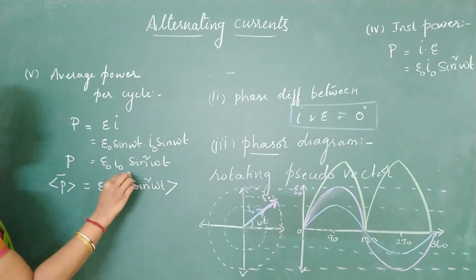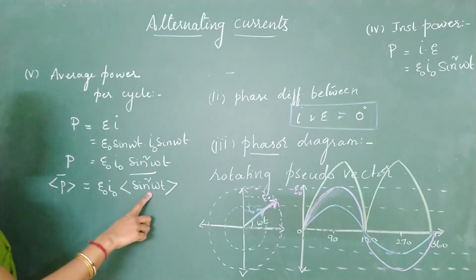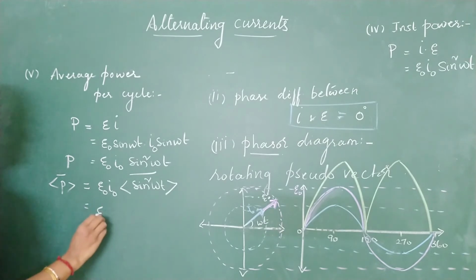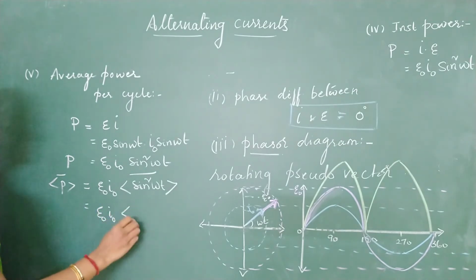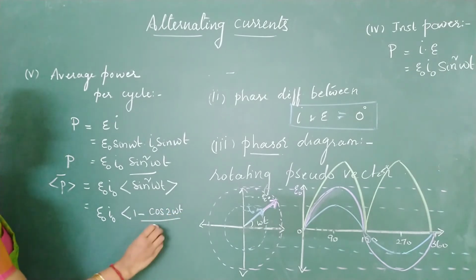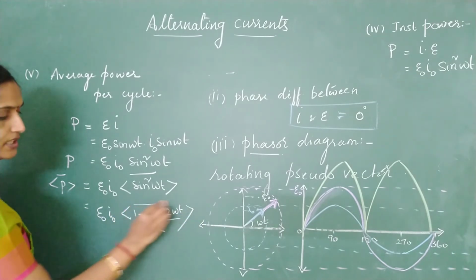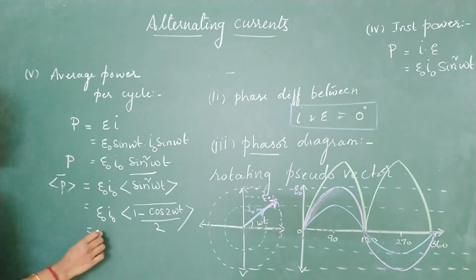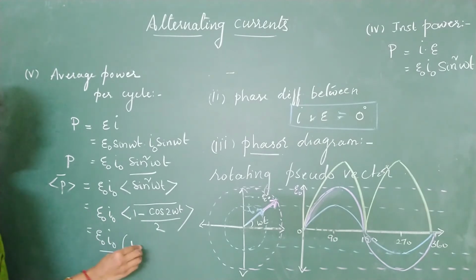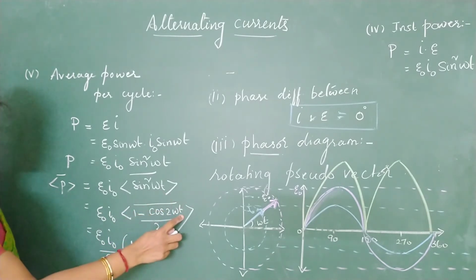See, in the previous class I told you how to find the average of sin square omega t. Can we write it as 1 minus cos 2 omega t by 2? One more time I am telling you, 1 minus cos 2 omega t by 2. We need the average of this. This is nothing but E naught I naught by 2. Average of 1, average of 2 I have already brought outside. Average of a constant is constant. Minus, what is the average of cos 2 omega t?